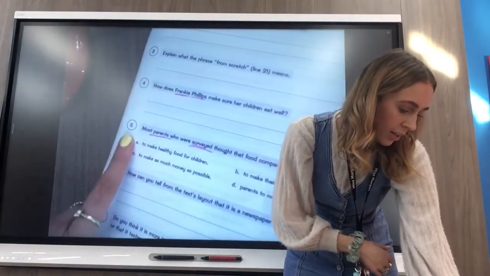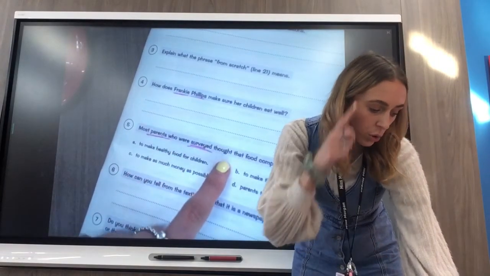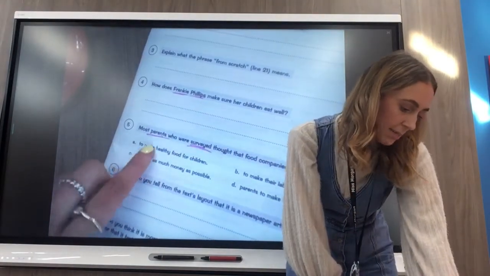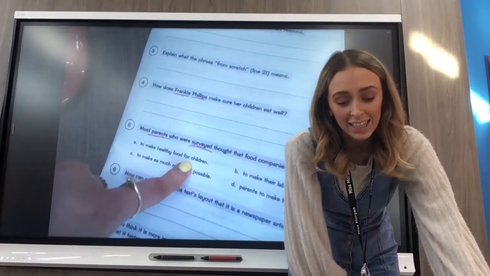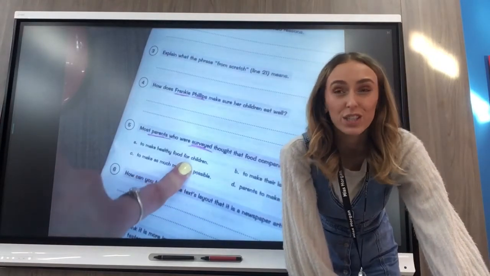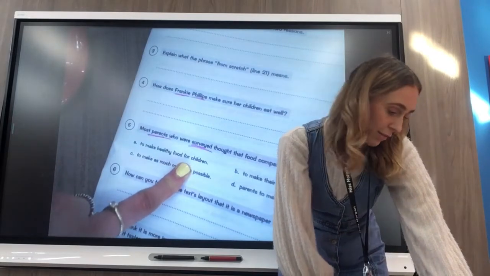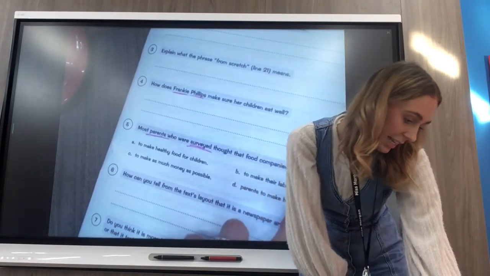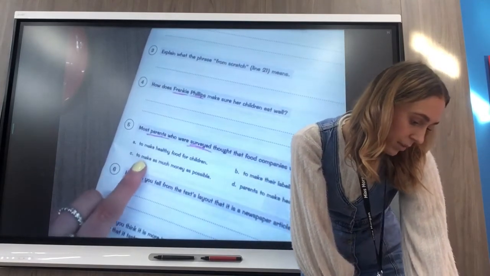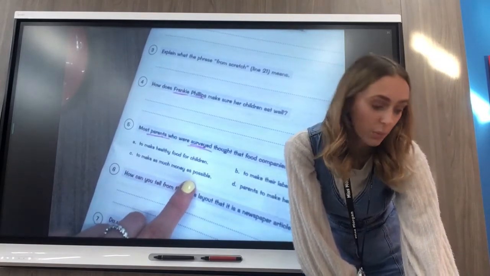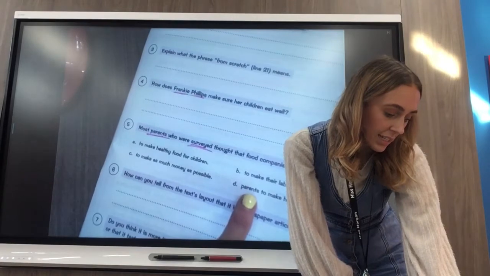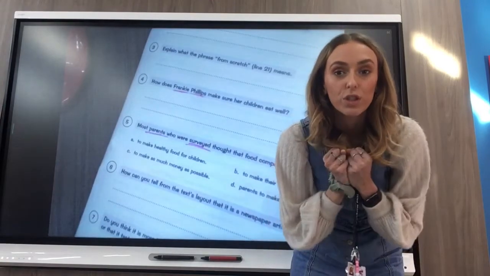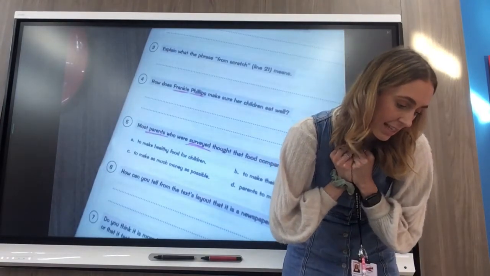Okay, question number 5. Most parents who were surveyed thought that food companies wanted what? Circle one of them. They wanted to make healthy food for children. Now, I know this news article is about parents who are concerned that companies aren't making healthy food for children. They thought that food companies wanted to make their labelling clearer. They thought food companies wanted to make as much money as possible, or they wanted parents to make healthy choices. So this is another retrieval. You will find your answer in the text for this.